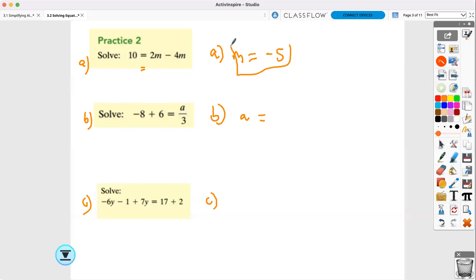-5. I agree. You agree with the -5? Good. Did you hear that, Justin? Yes. So to get the M by itself, we have to divide by -2 on both sides. These cancel out and what's by itself now? M. And then we have to do what in the calculator, you divide 10 and -2, which would give us what? -5. There you go, sir.